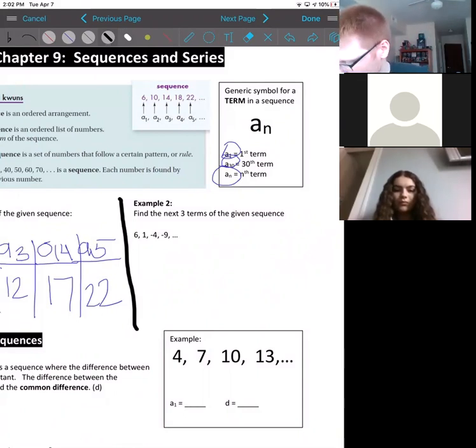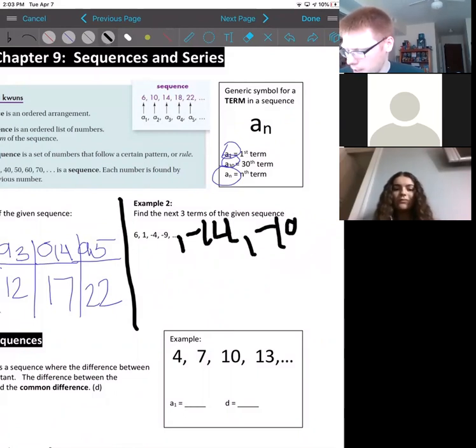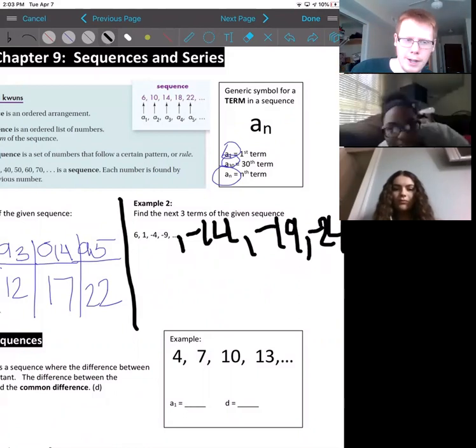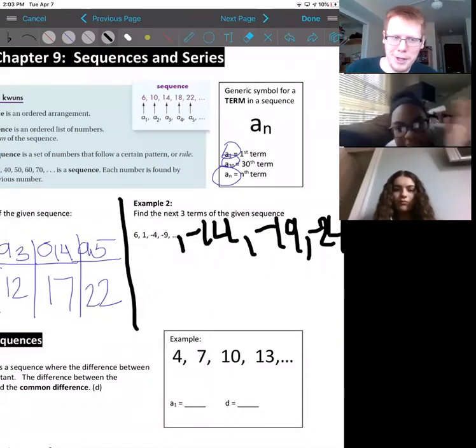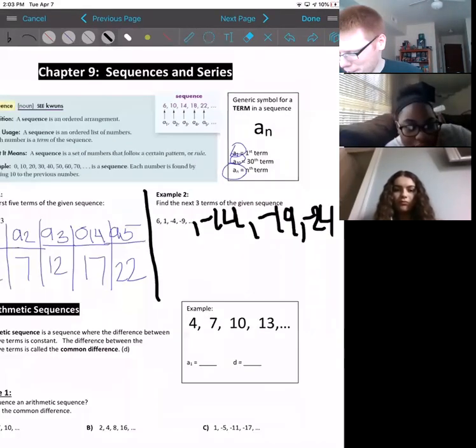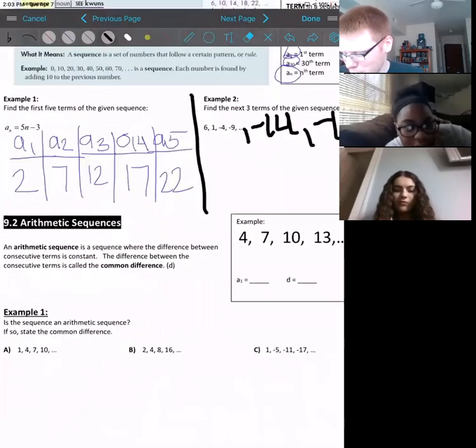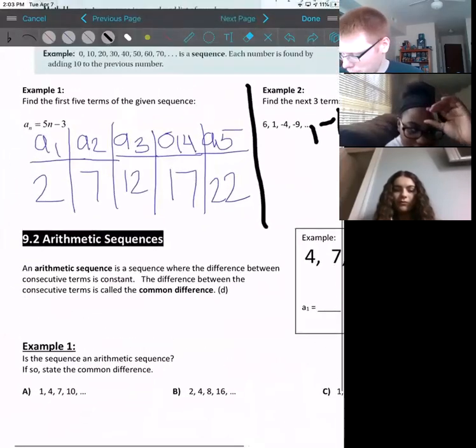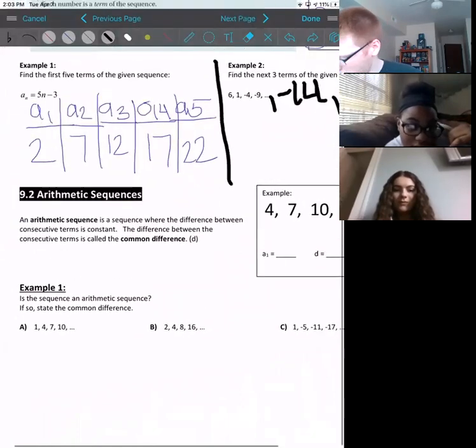We'll talk about how to find it more exactly, but going down from 6 to 1, it went down 5. And then it went down 5 again. So it's going 5 smaller each time. So the next terms would be negative 14, negative 19, and then negative 24. To find things in a sequence, just plug in numbers. Pretty common sense, not probably going to give anyone any issues. But if you've got questions, just yell at me or ask them.